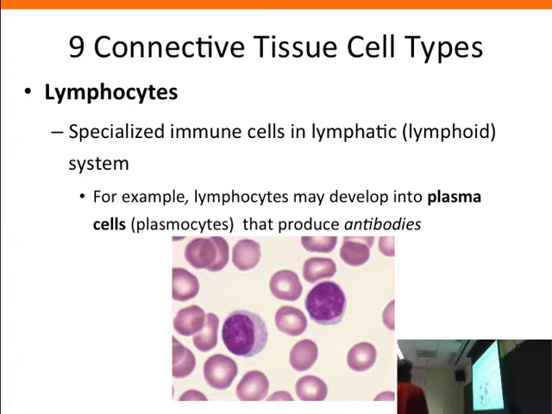Lymphocytes. These are white blood cells. There's a whole host of them. We're going to talk about them in lab and in the lecture down the road. These cells can develop into plasmacytes of different types, leukocytes, that are going to make antibodies and do all kinds of other things. There are ones that don't produce antibodies. Lymphocytes.